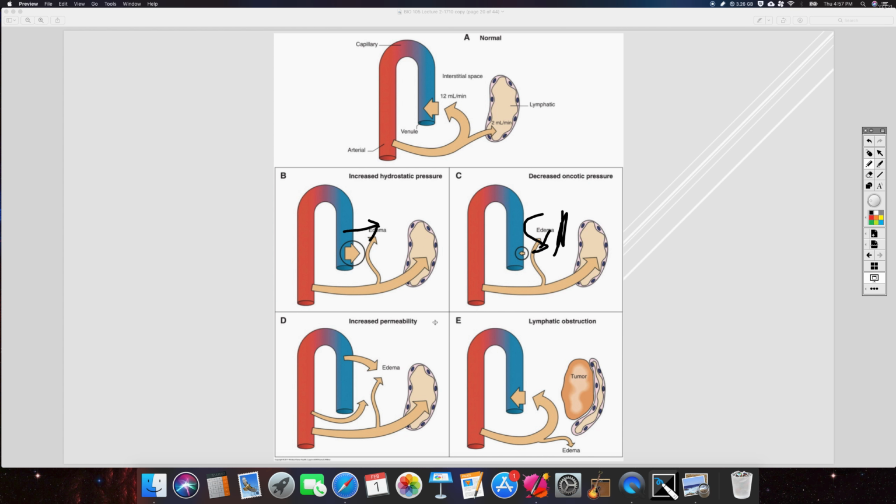Increased permeability, again, occurs in cases of inflammation. We know that edema is a cardinal sign of inflammation. And also lymphatic obstruction. In this case, it's a tumor obstructing the lymphatics, so all of that excess fluid cannot be picked up by the lymphatic system.